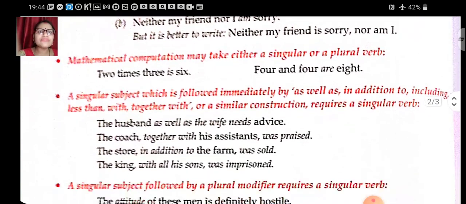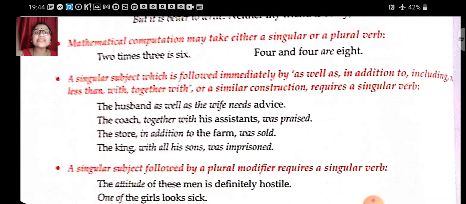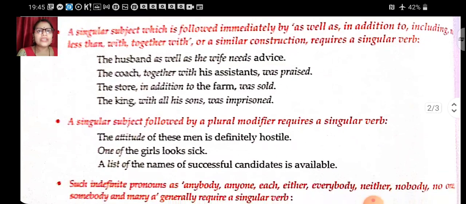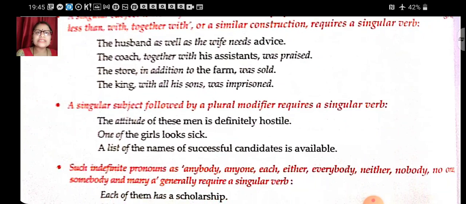So let's move forward. A singular subject which is followed immediately by as well as. Remember students, there are some sentences where you find as well as, in addition to, including, less than, with, together with, or a similar construction that requires a singular verb. So here I am going to read out these sentences for you. The husband as well as the wife.